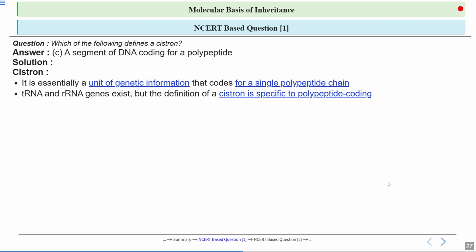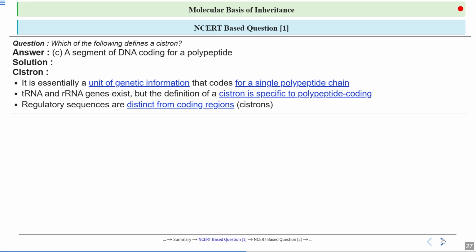Okay, so here what it is saying is that we can use the word gene when we are talking about something that is going to code for a polypeptide chain, and also tRNA gene or rRNA gene. But if we are talking about cistron, it is particularly about coding for polypeptide. Regulatory sequences are distinct from the coding region, which is the cistron. Means we know that the regulatory sequence such as promoter or terminator is not going to code for anything. It is just going to regulate the structural gene.